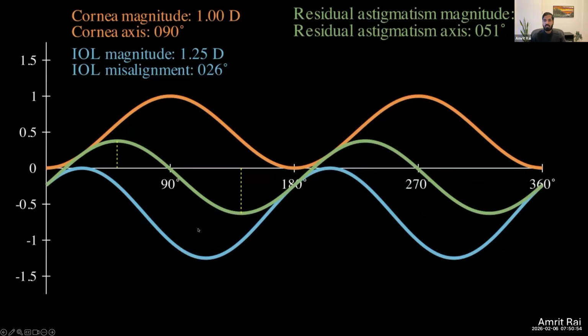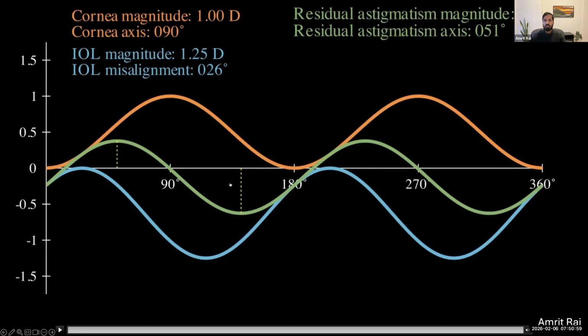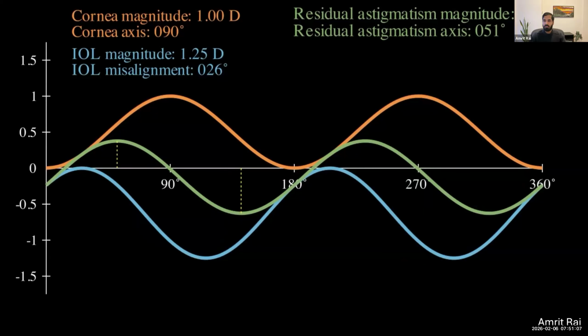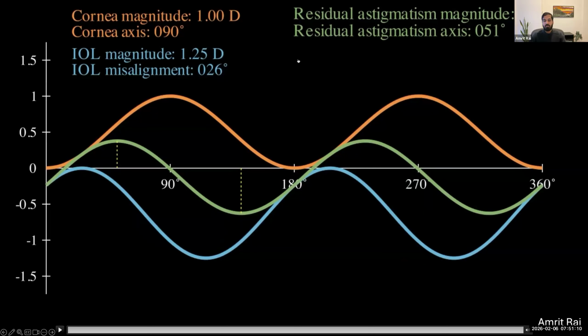As the IOL rotates, we can see how the residual astigmatism changes. Interestingly, the residual astigmatism achieves a magnitude of 1 diopter at just 26 degrees of misalignment now, not that 30 degrees that we were accustomed to. And the residual astigmatism axis occurs at 51 degrees, not 90 degrees. So now this patient is well into oblique astigmatism territory.